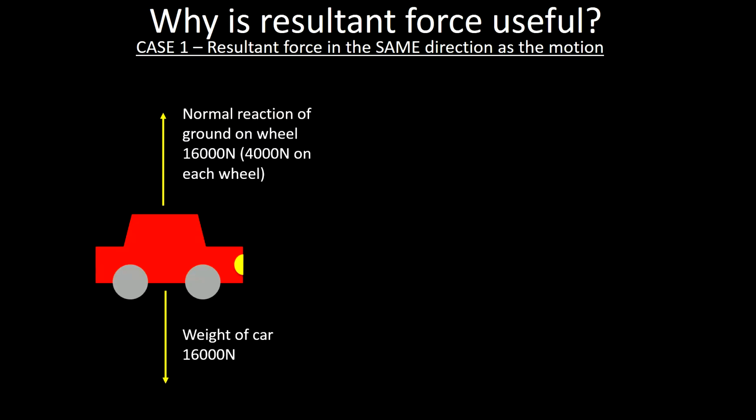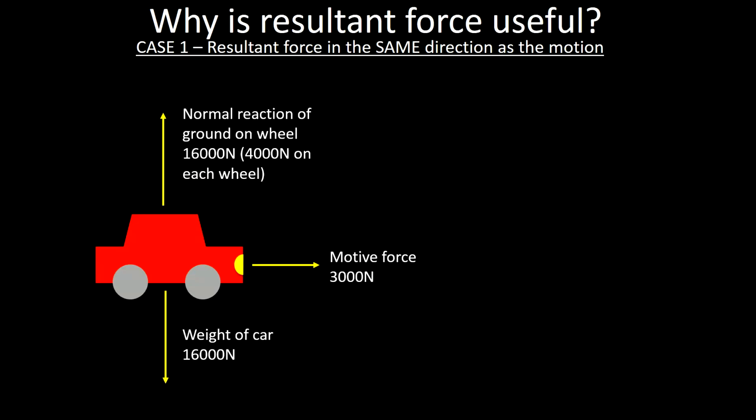Okay? And obviously, because the car's got 4 wheels, there'll be 4,000 newtons on each wheel on average. Could be a little bit more on one and less on the other, but on average there'll be 4,000 newtons on each wheel. Okay, giving 16,000 upward in total. So those two cancel out. It's like example 3 from before.